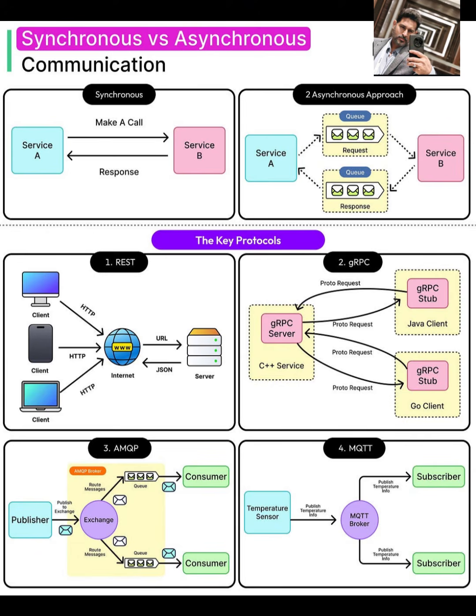When we talk about how different parts of a software system talk to each other, like a mobile app talking to a server, or two services talking in the cloud, there are two fundamental ways they can communicate: synchronous and asynchronous. Understanding the difference is crucial for building scalable and responsive systems.